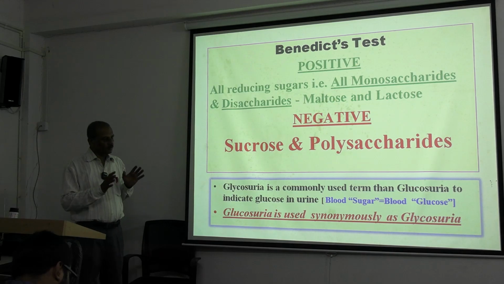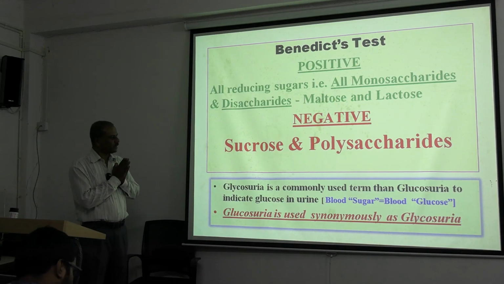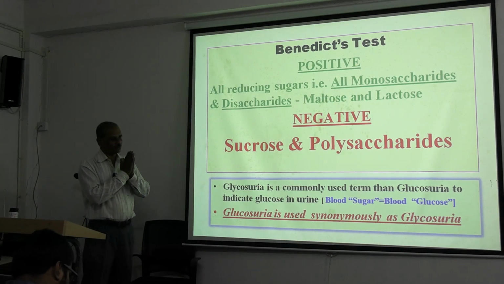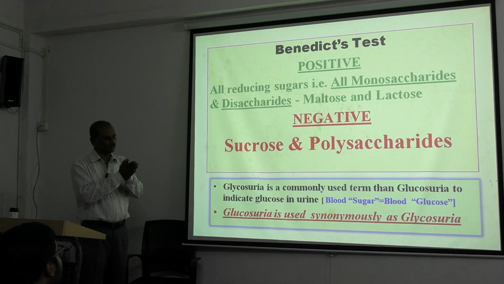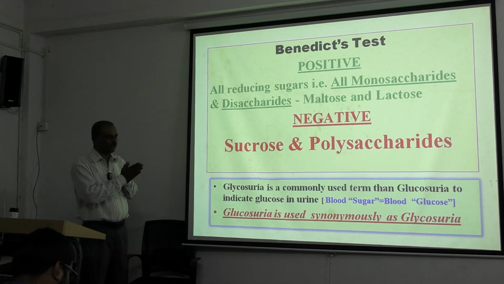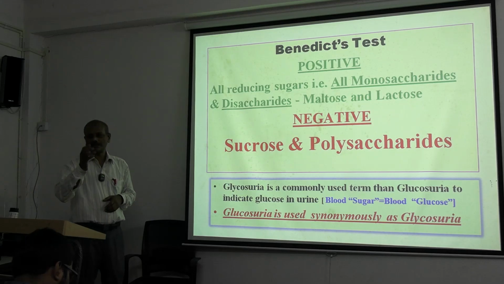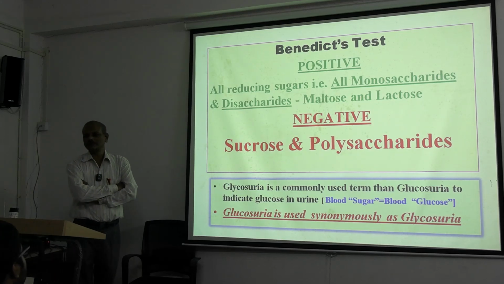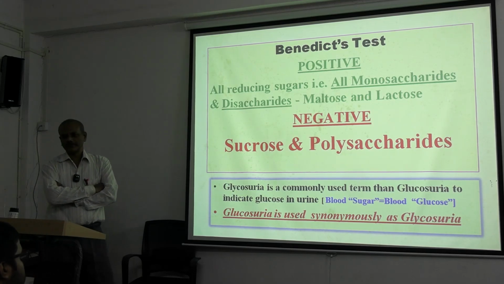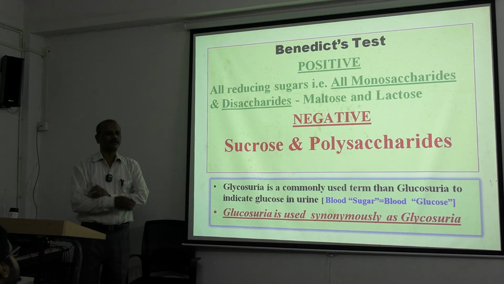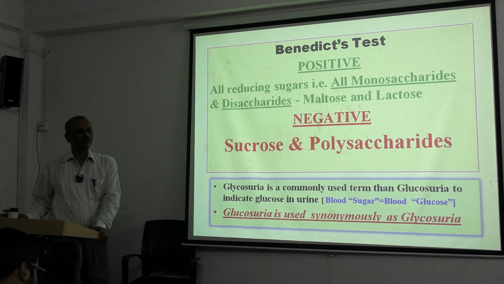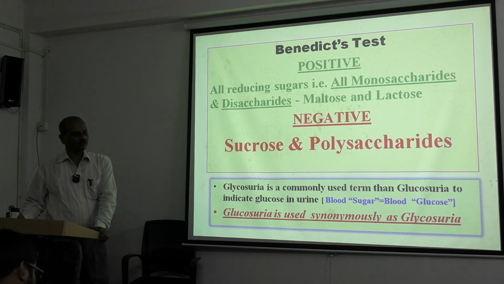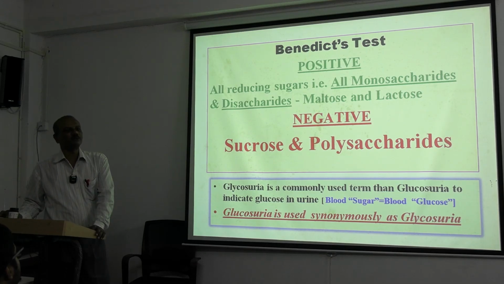Now, I told you about glucosuria and glycosuria. Glycosuria is a commonly used term. Glucosuria specifically indicates that glucose is there. But in all medical science books, medicine books, you will see the term glycosuria, which is used synonymously with glucosuria. So you will not find glucosuria in your medicine book. Don't get confused. Basically, the term glycosuria is synonymously used.